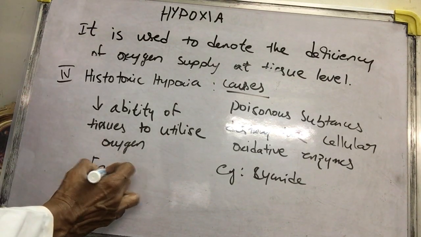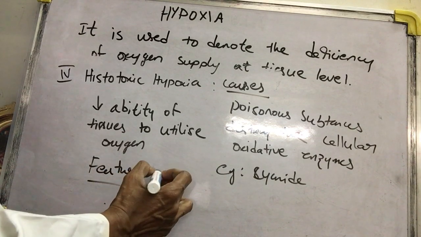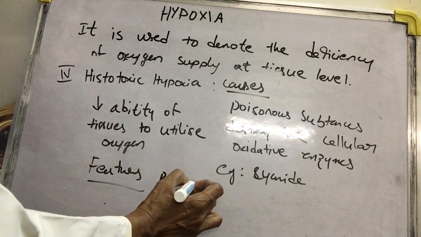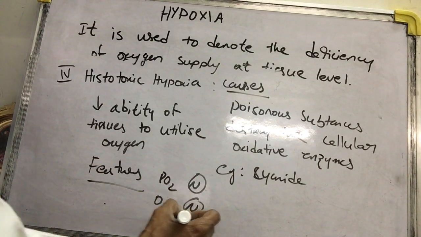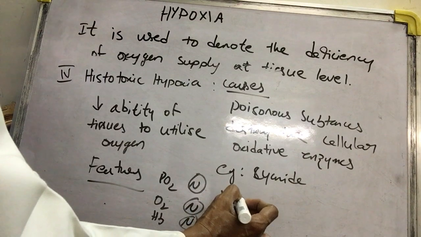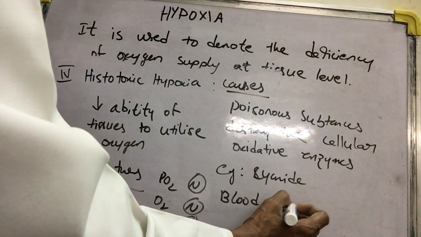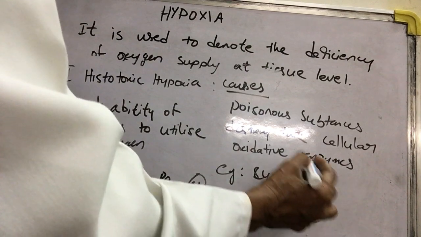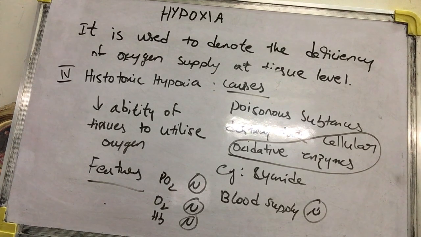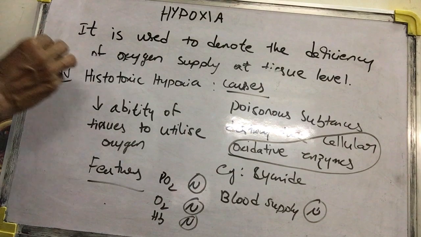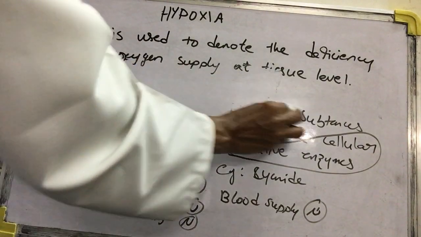And here the features are the same: partial pressure of oxygen is normal, oxygen content is normal, hemoglobin is normal, and blood supply to the tissues is also normal, but because of the cellular oxidative enzymes deficiency, the tissues are not able to utilize the oxygen which is present in the blood. So these are the four types of hypoxia.